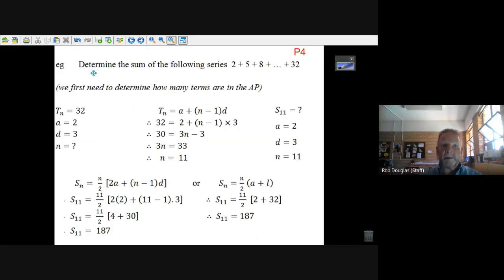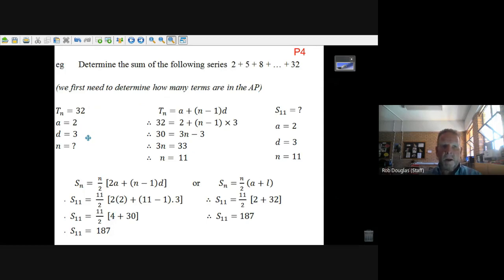It says determine the sum of the following series, 2 plus 5 plus 8 up to 32. What's the sum of this? But we don't know how many terms there are. So that's what we've got to think. We first need to determine how many terms are in the arithmetic progression, in the sequence.